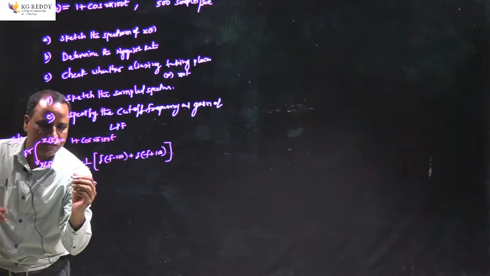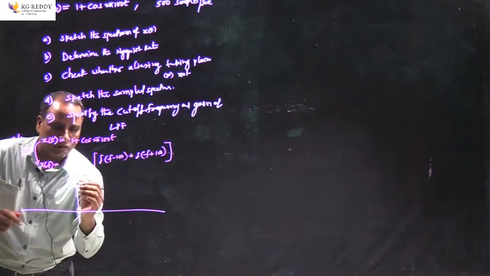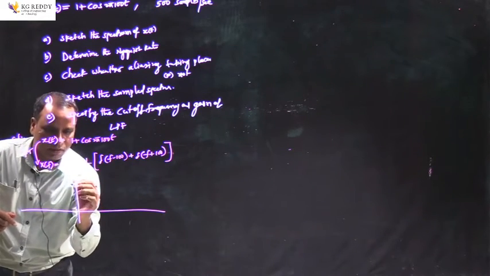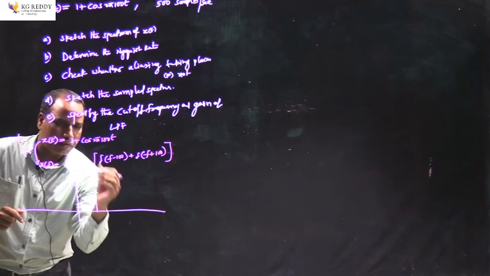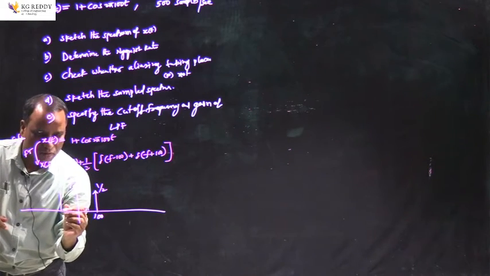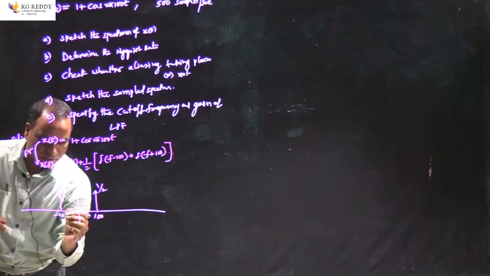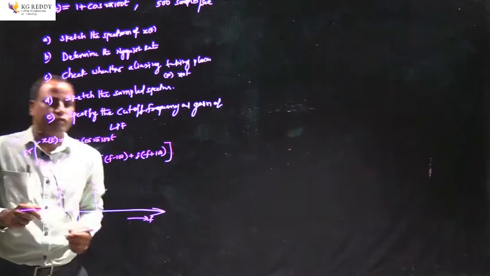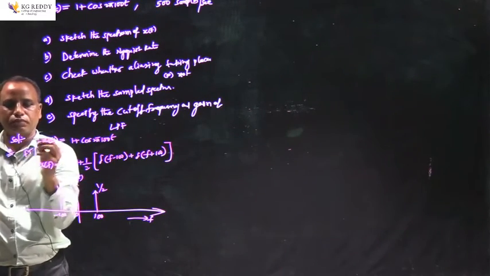So how do you sketch this? X of f can be sketched as follows: for del of f, the amplitude at the origin is 1, and another impulse function with an amplitude of 1 by 2 at 100, and another with an amplitude of 1 by 2 at minus 100. So this is x of f. This is the solution for A.